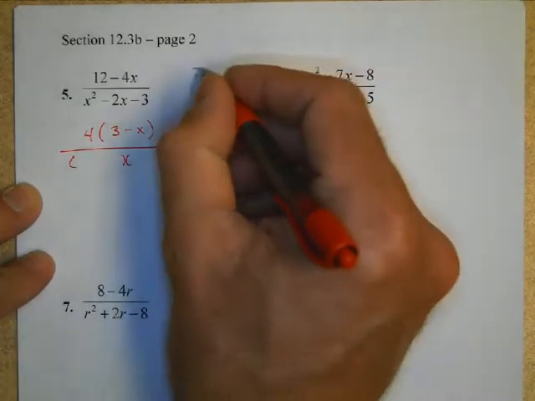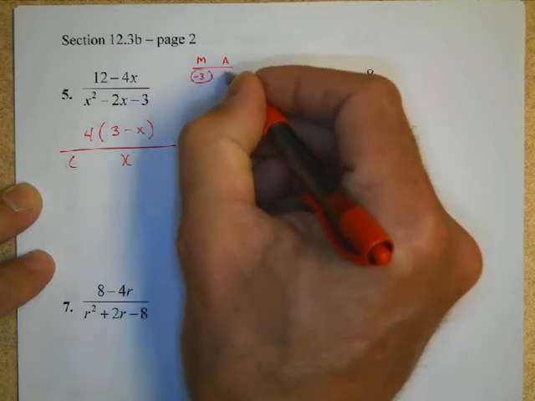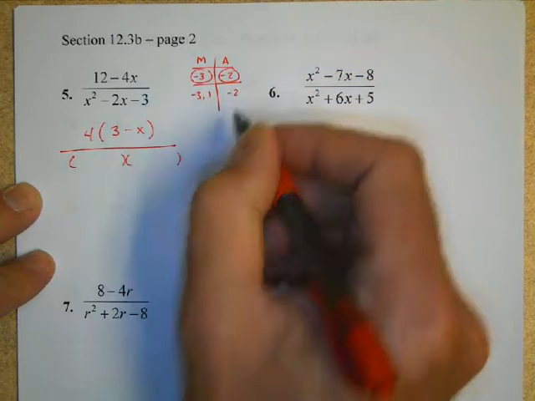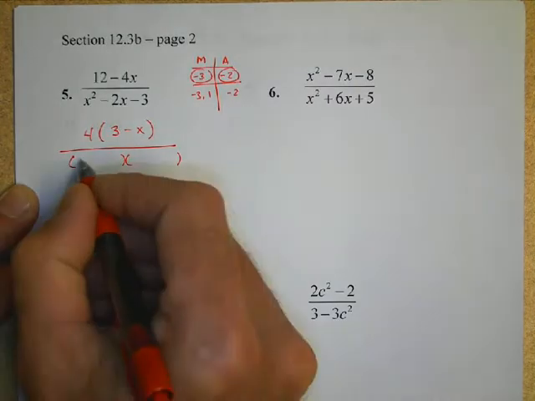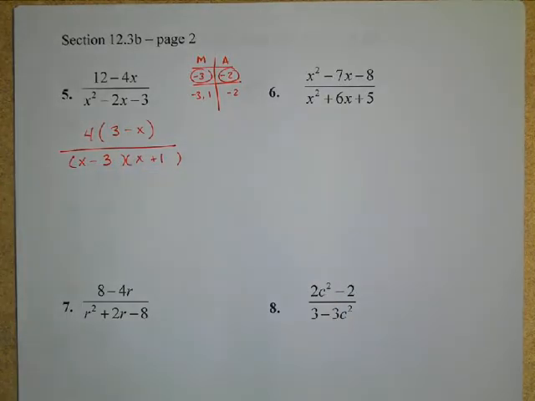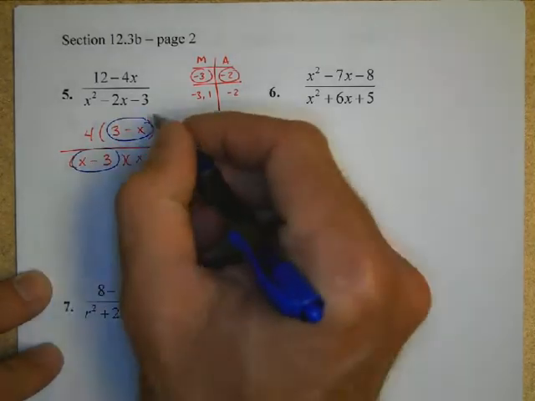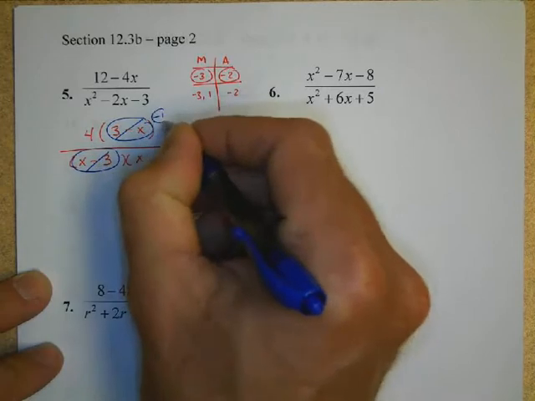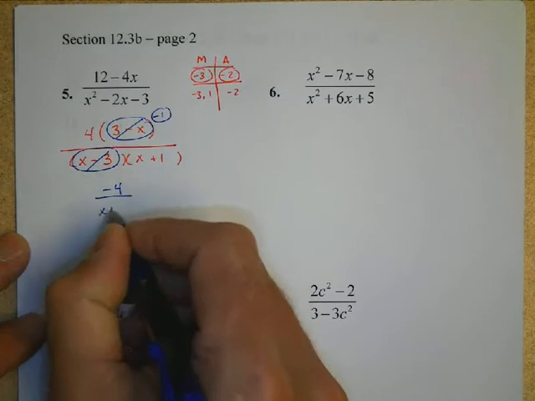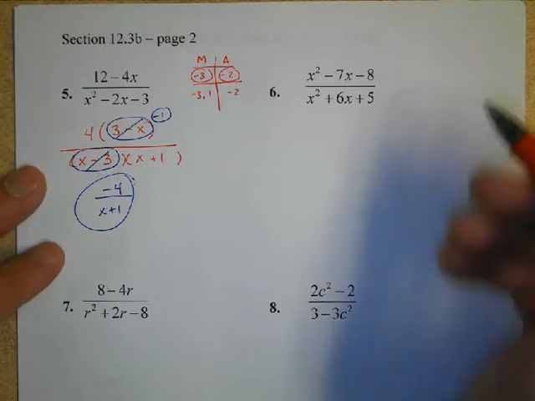We need to think to ourselves what multiplies to negative 3 that adds to negative 2, and those factors are negative 3 and 1. So our factors are x minus 3, x plus 1. Once again, because x minus 3 and 3 minus x are opposites, those will cancel to negative 1. That leaves us an answer of negative 4 over x plus 1. So our opposites can cancel to negative 1.